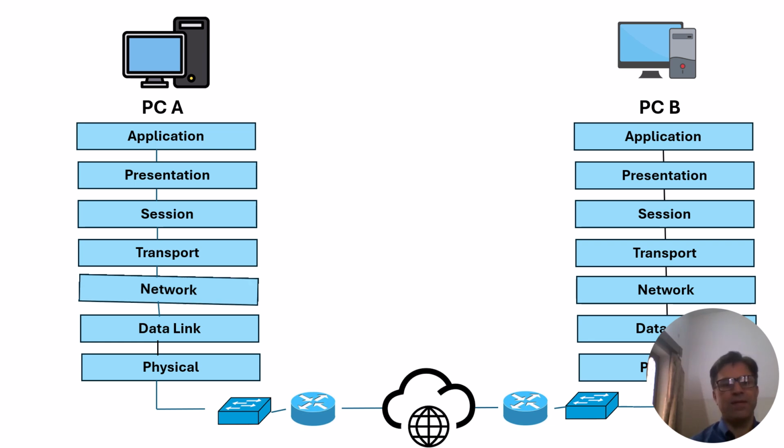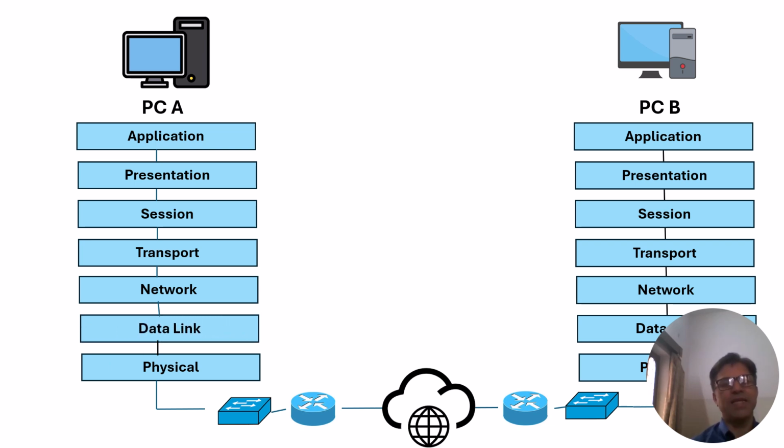Then comes the network layer. This is layer 3. This layer provides the IP address of the source and destination, which the router will use to determine the path to the destination. The router is connected in this layer.